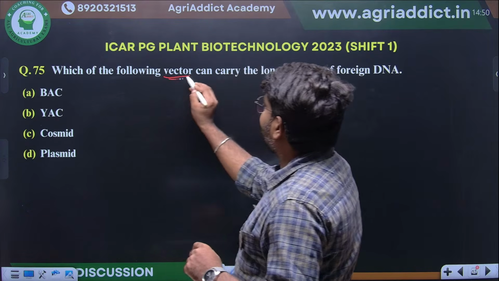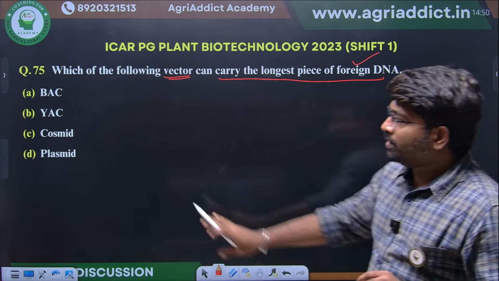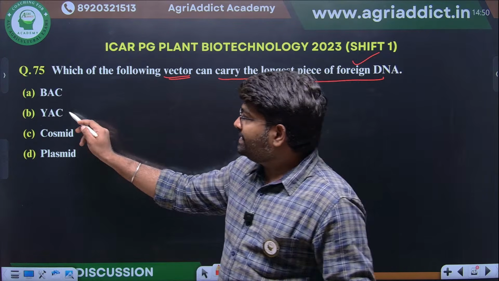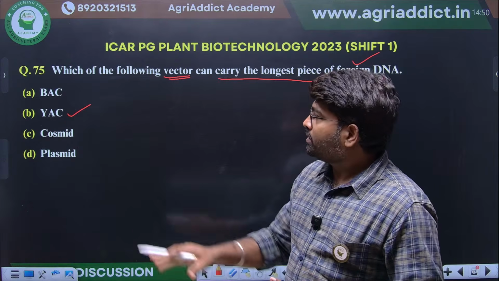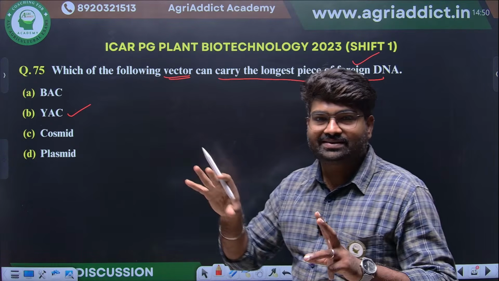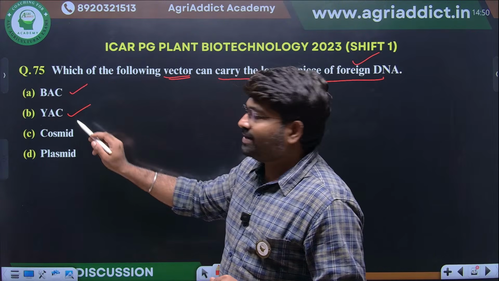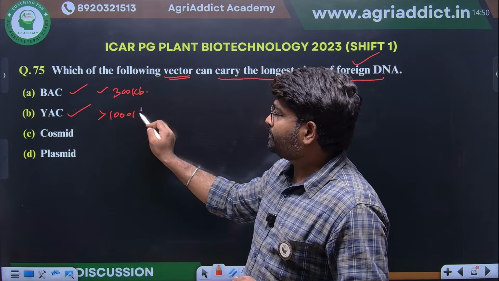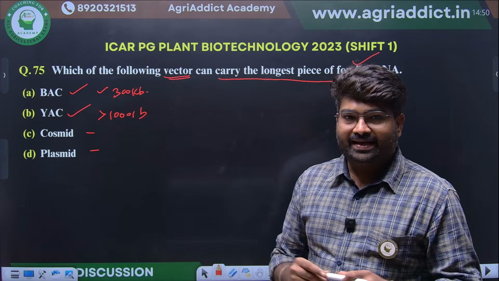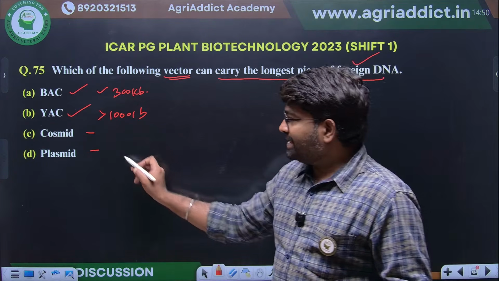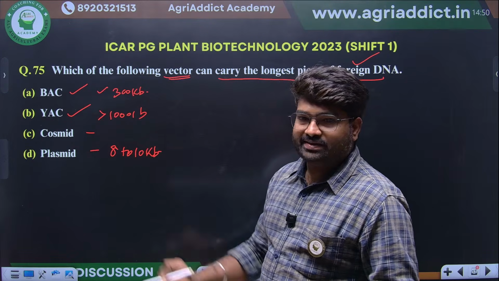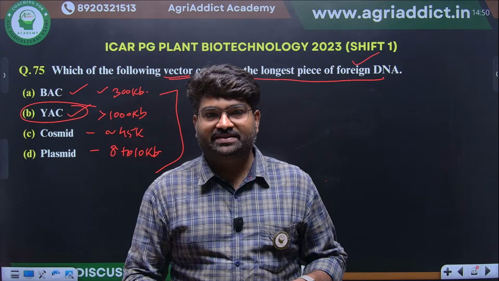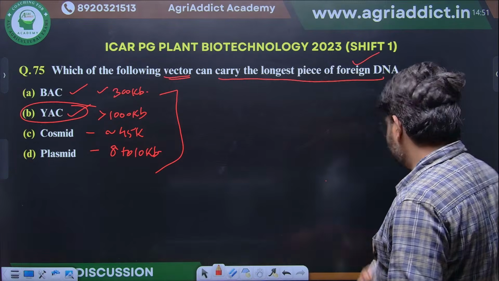Which of the following vectors can carry the longest piece of foreign DNA? Among them, which will carry the longest piece? Bacterial artificial chromosome or YAC? Yes. Yeast artificial chromosome will carry a large number of fragments. Followed by bacterial artificial chromosome, approximately 300 kb. YAC can carry greater than 1000 kb. Plasmid, around 8 to 10 kb we can clone. Cosmid, approximately 45 kb we can clone. This is also an important point. So YAC is a high capacity vector, we can clone a large fragment.